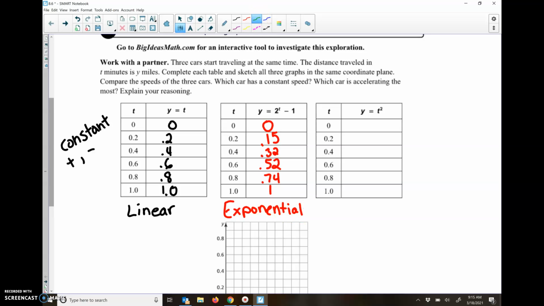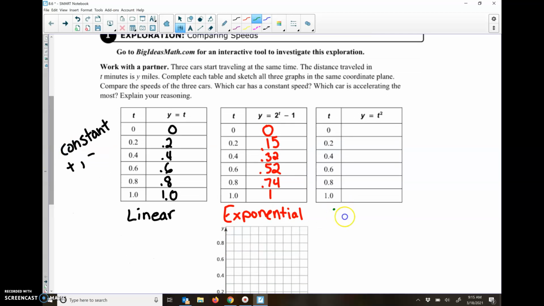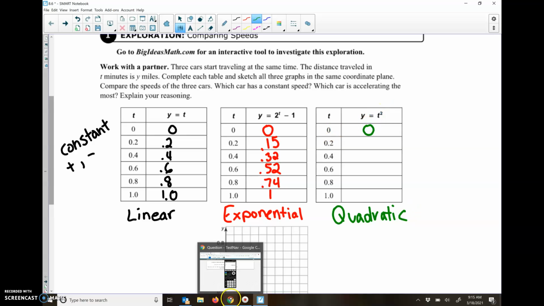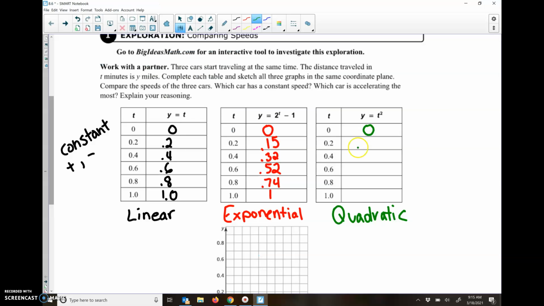And then the last one here, you could probably guess, since the first one's linear and the middle one was exponential, this one's going to be quadratic. And we'll see in a second that there's actually a pattern here. So 0 squared is just 0. 0.2 squared is 0.04. 0.4 squared is 0.16. 0.6 squared is 0.36. 0.8 squared is 0.64. And then 1 squared is 1.